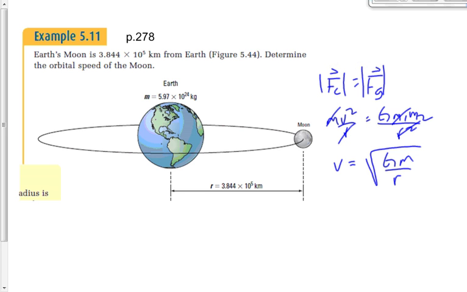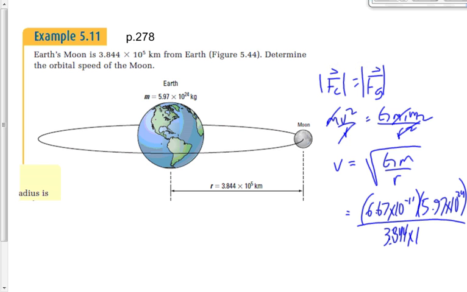So let's say V is equal to the square root of 6.67 times 10 to the minus 11 times the mass of the Earth, which is on your data sheet. It's not given to us here, but it's on your data sheet. 5.97 times 10 to the 24 kilograms divided by R, 3.844 times 10 to the 5 kilometers, right? But do we want to put kilometers in our equation? Let's go meters.